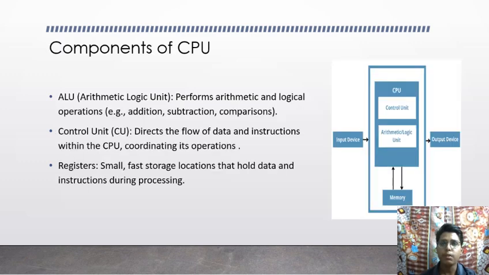Components of CPU. ALU, Arithmetic Logic Unit: this performs arithmetic and logic operations. Example: addition, subtraction, comparisons. Control Unit, CU: directs the flow of data and instructions within the CPU, coordinating its operations. Registers: small, fast storage locations that hold data and instructions during processing.